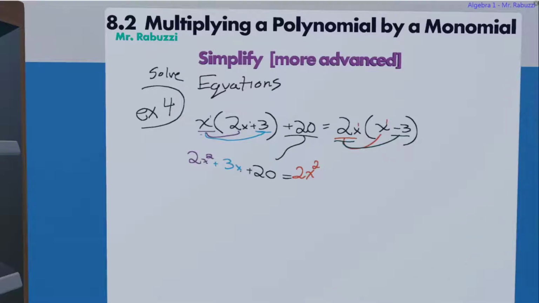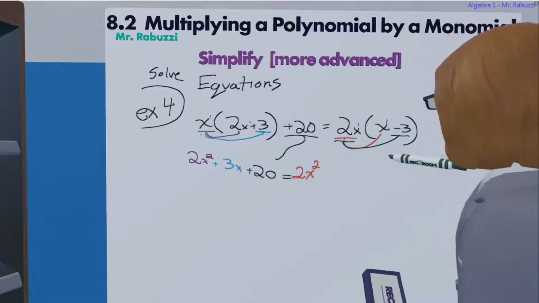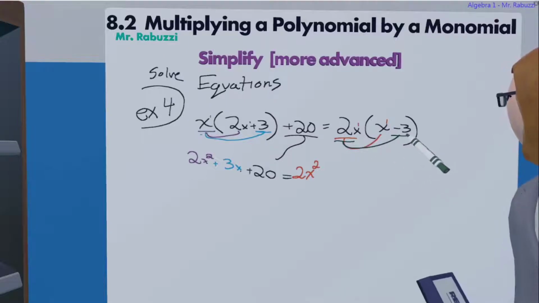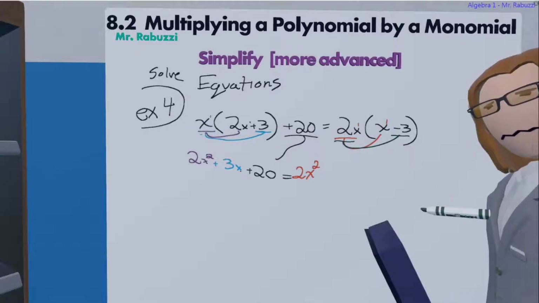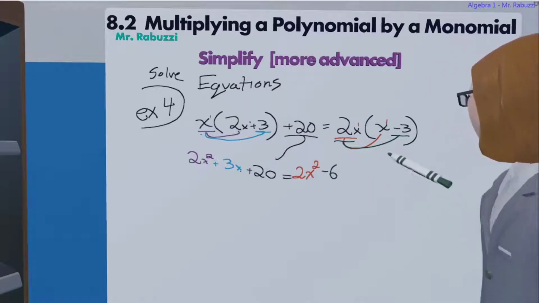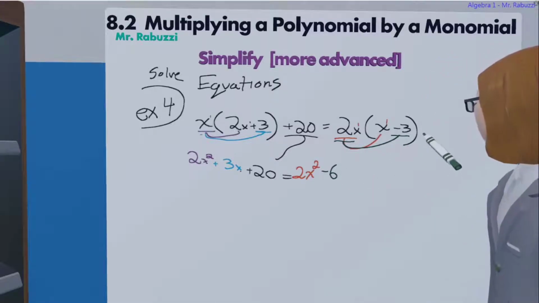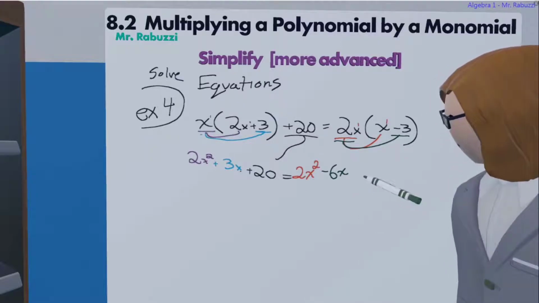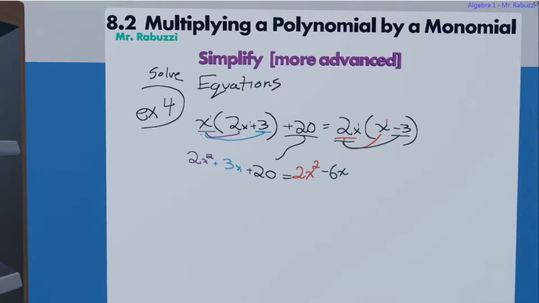Okay, not bad. Now we try our green line. Okay, 2x times negative 3. All right, let's multiply the numbers first. 2 times negative 3 is negative 6. x times empty, it stays as x. Okay, so this is nice. We got it a little simpler, but we need to keep going.